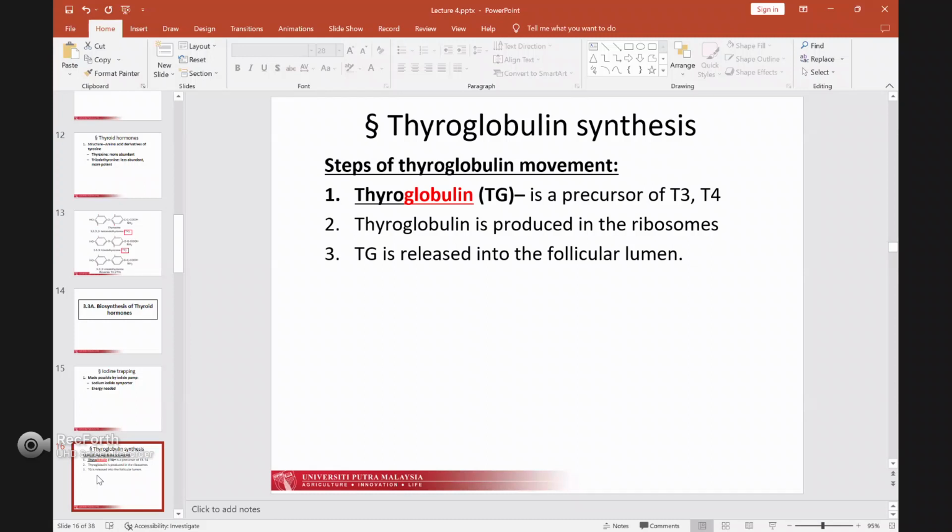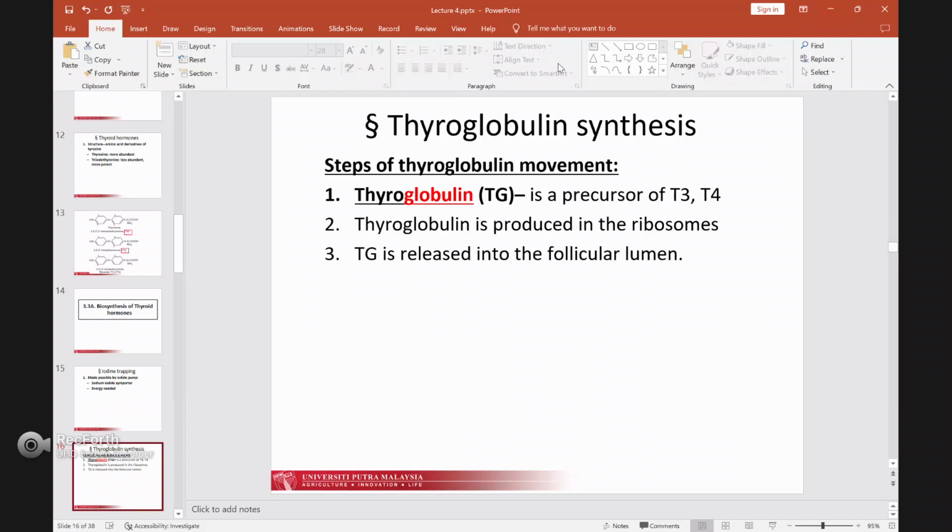Thyroglobulin is produced in the ribosomes like other proteins. In protein synthesis, the mRNA comes from the nucleus, then attaches to the ribosome to translate the protein. Similarly, thyroglobulin is a protein, so it is produced by ribosomes inside the cell in the thyroid gland.